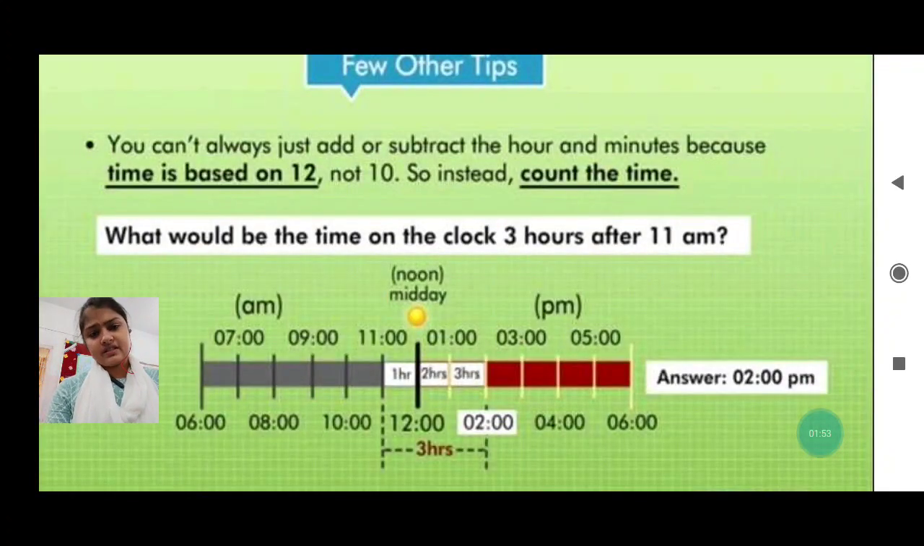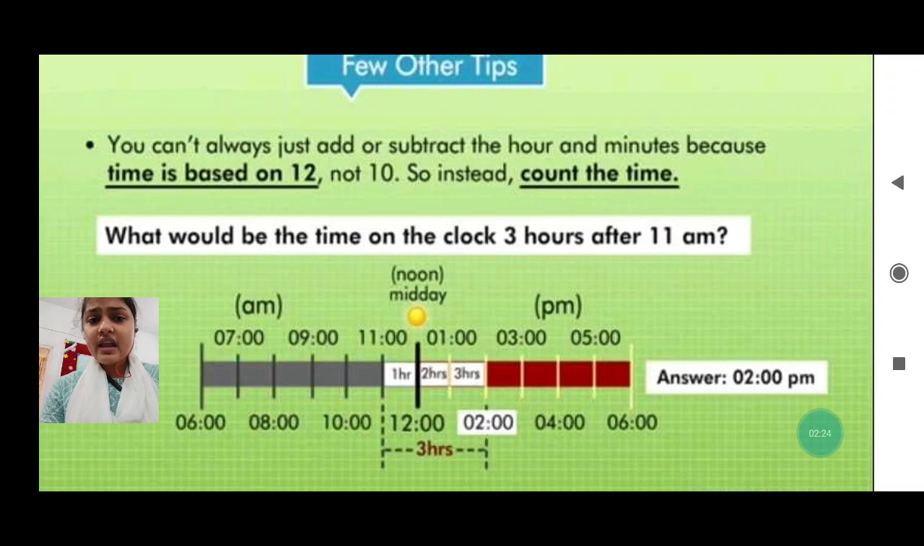Let's move on with some basic tips. A few other tips: you cannot always add or subtract the hours and the minutes because time is based on 12, not 10. So instead, count the time. What would be the time on the clock 3 hours after 11 a.m.? After 11 a.m. you have to count the 3 hours. So you cannot add or subtract here. What you will do is count on the hours.